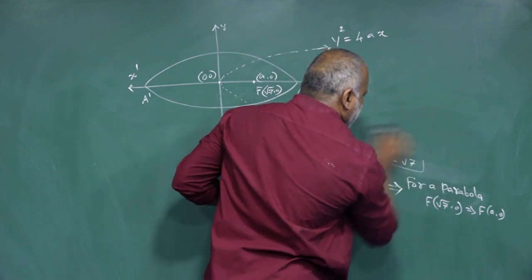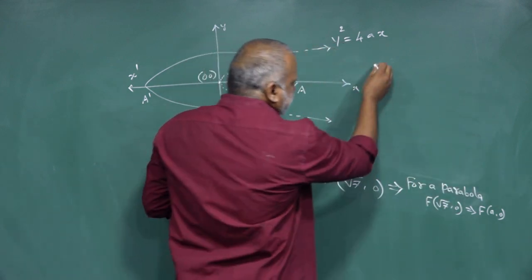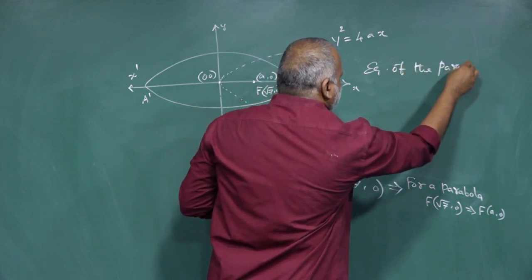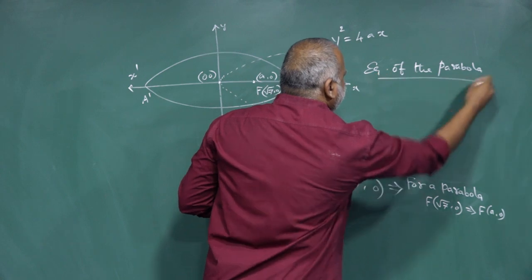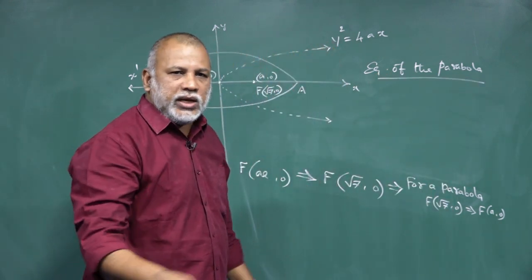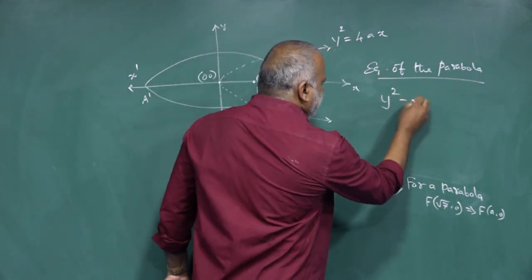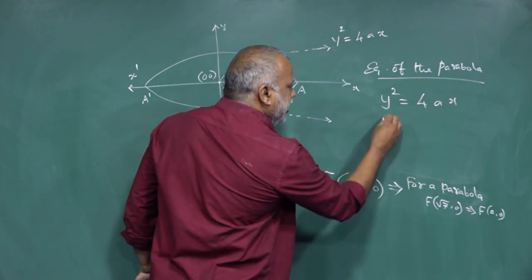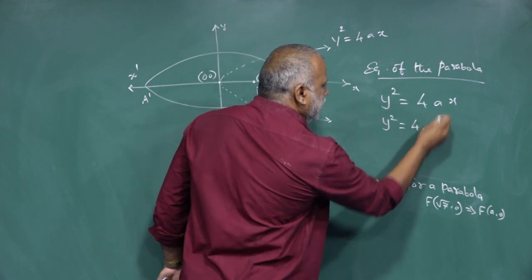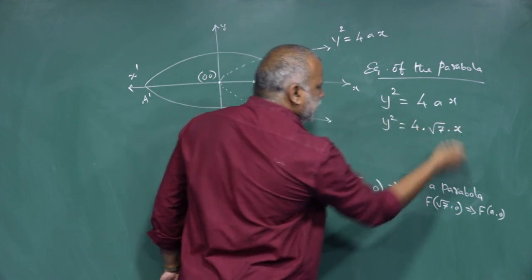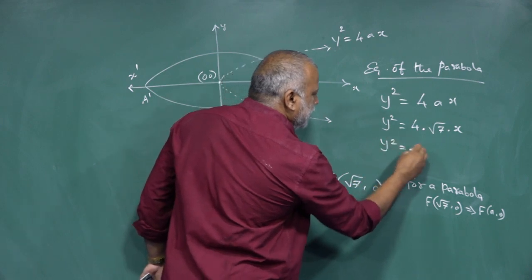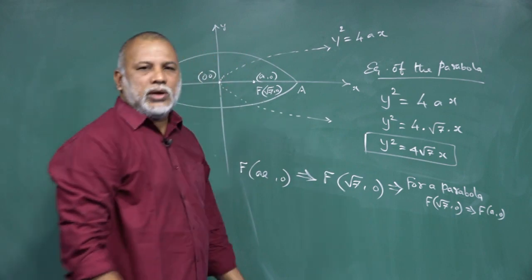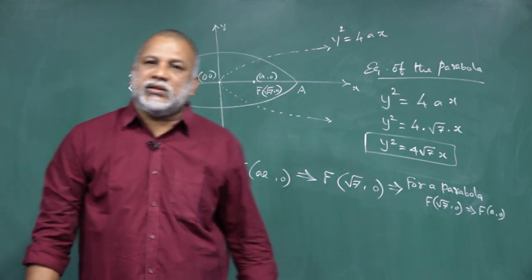Therefore, the equation of the parabola is parabola type number 1. The question itself gives type number 1, that is y squared equal to 4AX, open right. Just substitute the value of A. What is the value of A here? Y squared equal to 4 into the value of A, which is root 7. So y squared equal to 4 root 7 x is the required equation of this parabola. The question asked is to find the equation of the parabola.